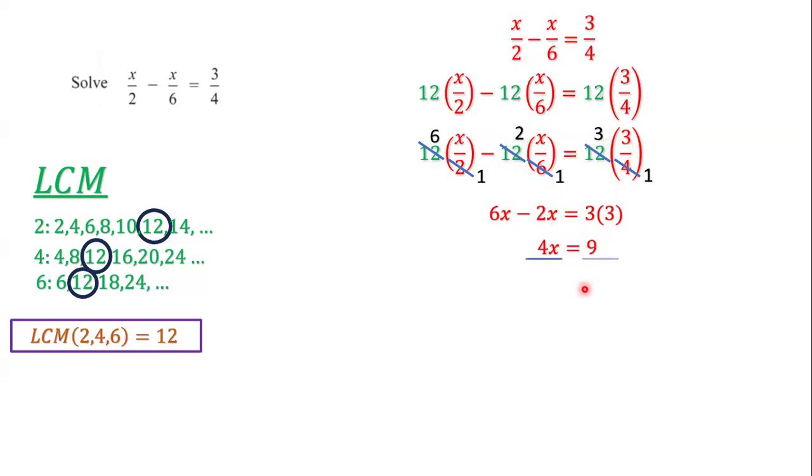Next, we divide both sides of this equation by the coefficient of x, which is 4. And so this cancels with that. So we get that x is equal to 9 over 4. And 9 divided by 4 is 2.25. And so x is equal to 2.25. And that's the answer to this linear equation.